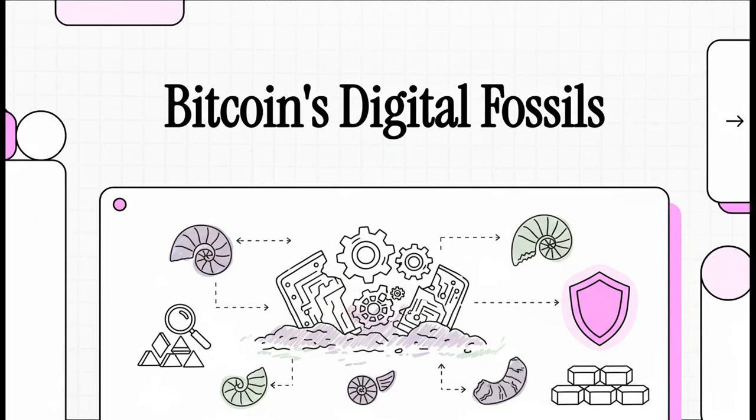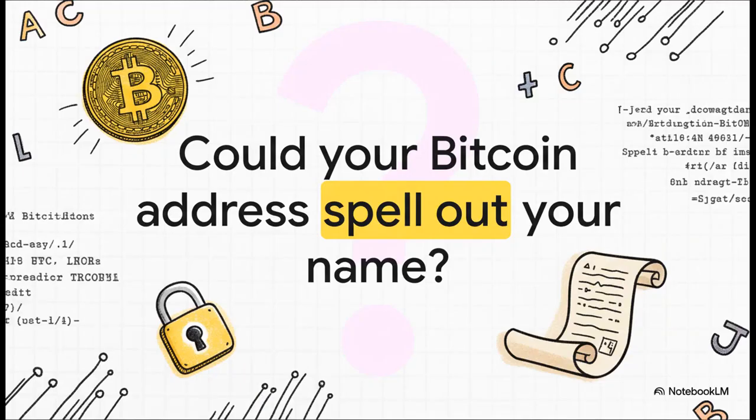All right, today we're going to do a little digital archaeology. We're digging into some of Bitcoin's earliest tech. Now, these things were totally cutting edge back in the day, but now they're basically digital fossils. And by figuring out why they failed, we get a much better picture of the awesome security we rely on today. So, let me ask you something.